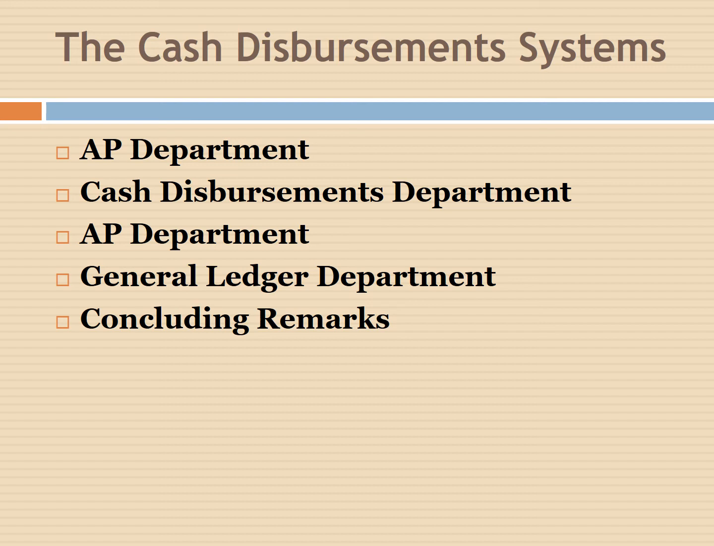Next one is the general ledger department. Based on the journal voucher from cash disbursement and the account summary from the accounts payable, the general ledger clerk posts to the general ledger control accounts and files the documents. This concludes the cash disbursement procedures.